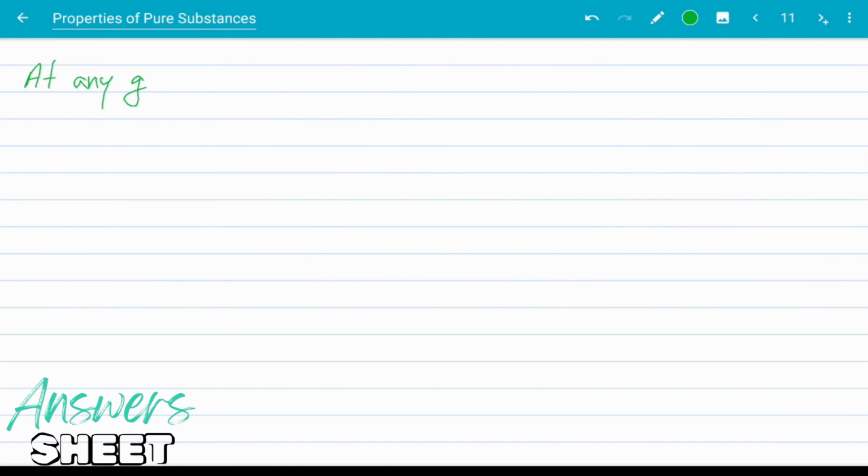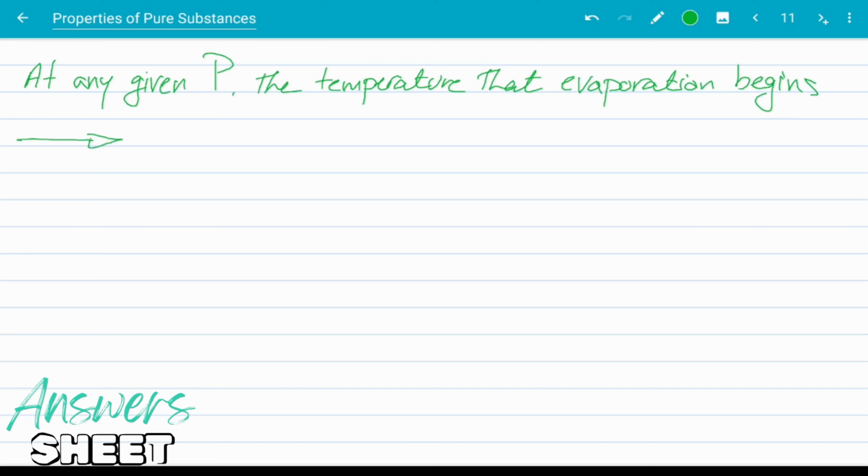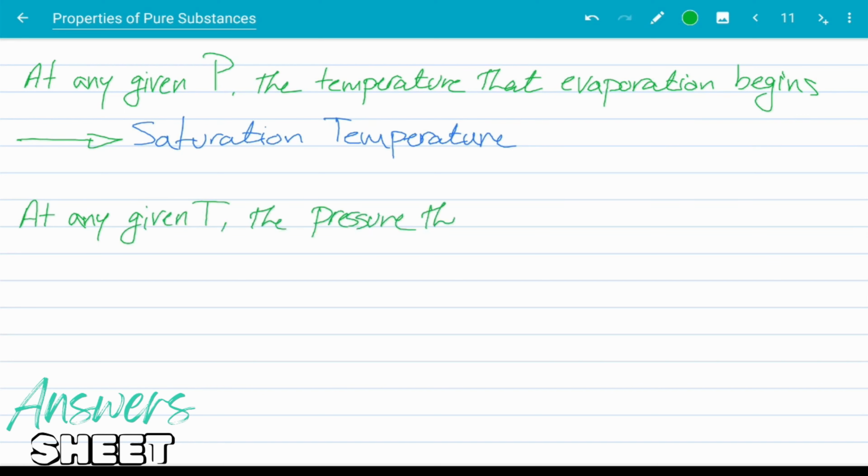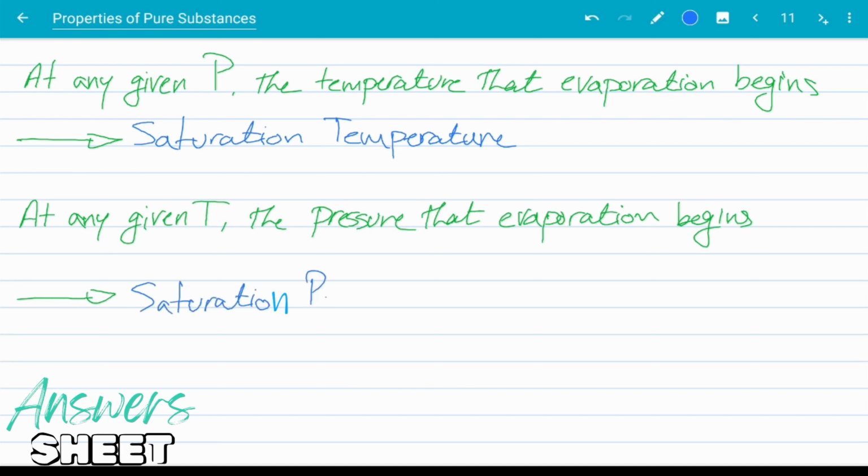So if you want a more official definition, at any given pressure, the temperature at which a pure substance starts to boil or vaporize is called saturation temperature. And likewise, at any given temperature, the pressure at which a pure substance starts to vaporize is called the saturation pressure.